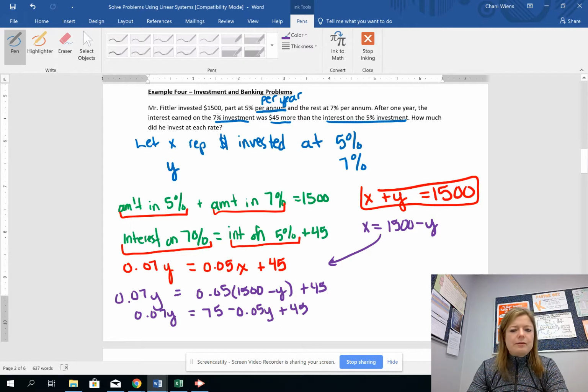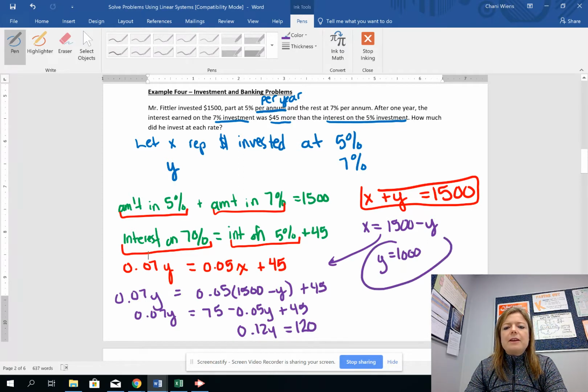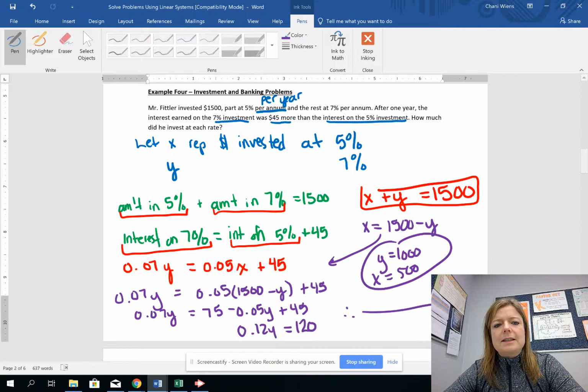Then you add 0.05 Y to both sides. So you get 0.12 Y equals, and then 75 plus 45 is 120. And then you divide both sides by 0.12, and you get Y is equal to 1,000. So that means he invested $1,000 at 7%. And because it added to 1,500, we can see relatively easily that X would be 500. So then you would put a nice little therefore sentence. Mr. Fittler invested $1,000 at 7% and $500 at 5%.